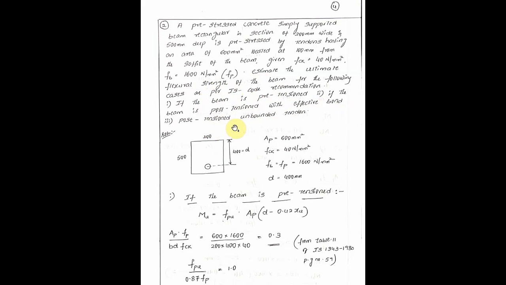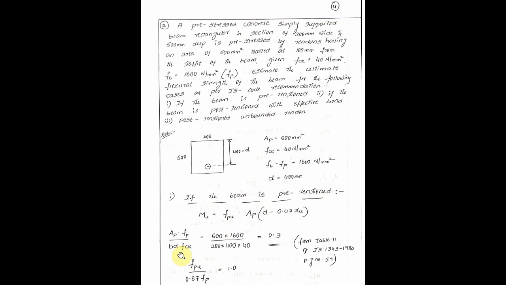Figure as the rectangular section 200 by 500, with the area of pre-stressing steel, so that the effective depth will be 400 mm. So here Ap is given as 600 mm square, fck 14 Newton per mm square, fp equal to 1600 Newton per mm square, and d, the effective depth, is equal to 400 mm. The first case: the beam is pre-tensioned, so Mu equal to fpu Ap into d minus 0.42 Xu.